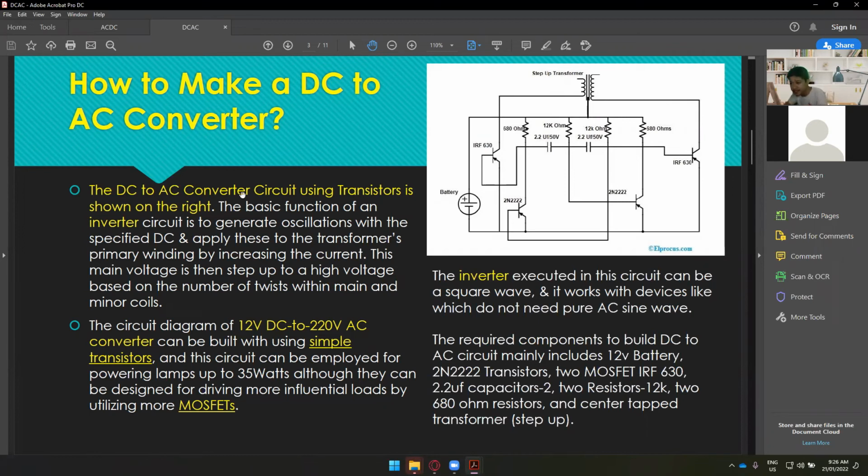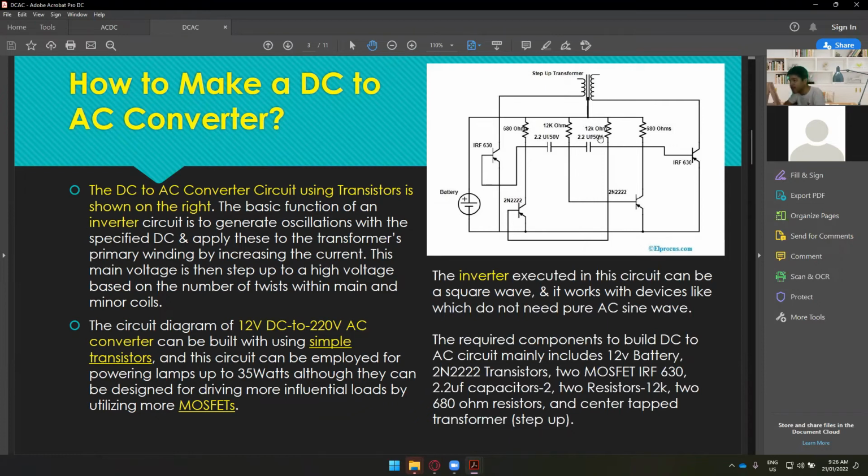A DC to AC converter circuit using transistors is shown on the right. This is another type of circuit, which uses a transistor to convert DC to AC. This one is quite complicated to understand, but here is the battery, which is the original source of your energy. And then we have here the step-up transformer, and then the switch. I know that it's quite complicated.